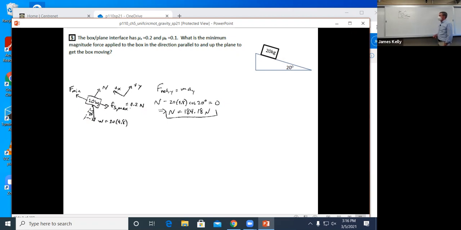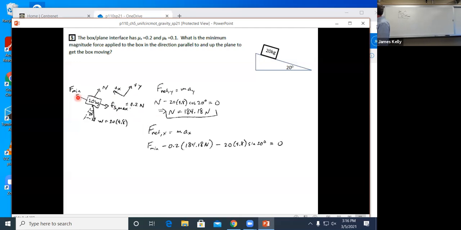Okay, so I figured out what the normal force is. Before, when we were talking about frictionless planes, we didn't worry about it so much, but now it's crucial because the normal force appears in something that's going along the x direction. That normal force appears in that 0.2 times the normal force N. So in terms of x components, there are 3 forces that have non-zero x components.